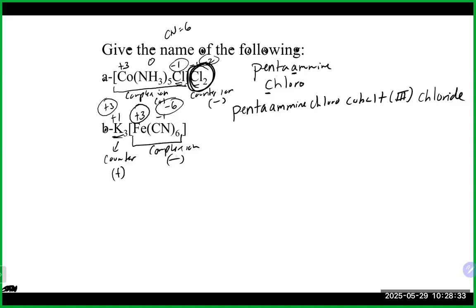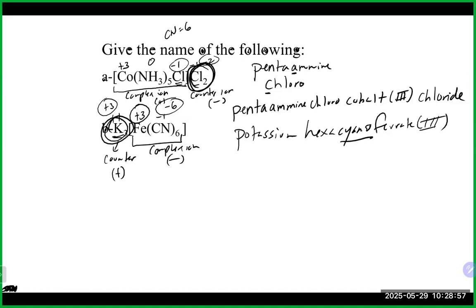Because our complex ion is negative, we will not use iron here, but we will use ferrate, the kind of older school name. We will start with our counter ion, and it doesn't matter how many we have, so that's going to be potassium. Hexacyano, which is cyanide's abbreviation there as a ligand. And this will then be ferrate, Roman numeral 3 in this case. Questions on that name or those names there?